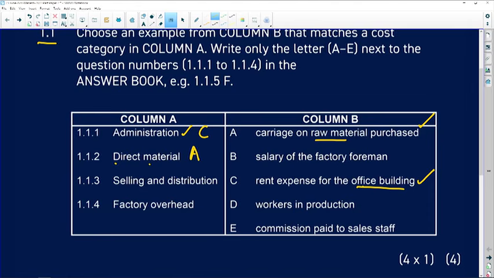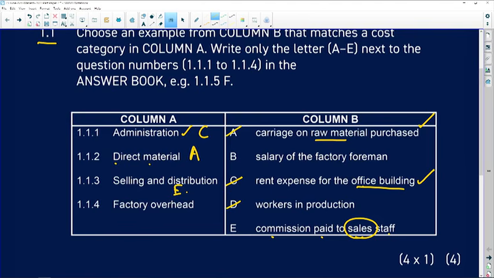Right, moving on to the third cost category, selling and distribution. So obviously it can't be A. B, salary of the factory foreman, that's not part of sales and distribution. C, we've done already. D, workers in production, definitely not selling and distribution. E, commission paid to the sales staff. So there's my correct answer, it has to be E.